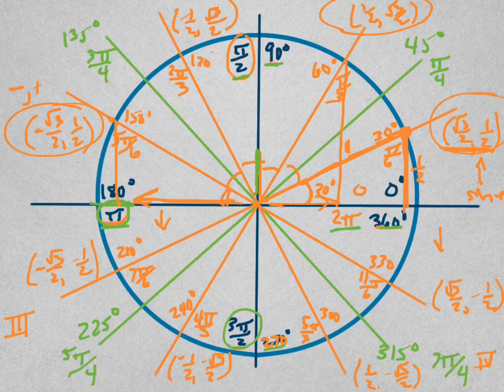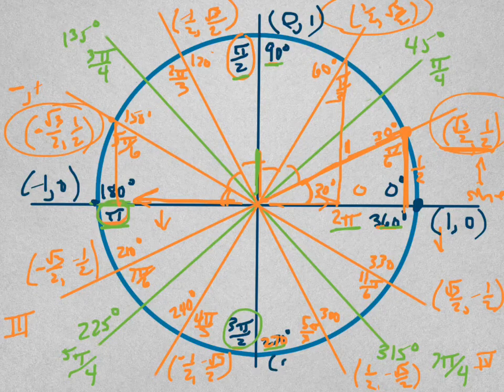I forgot to do the easy ones, which are obvious. This point right here is 1 comma 0 because you're going over 1 and up 0. This right here is 0 comma 1. This right here is negative 1, 0, and here is 0, negative 1. Now let's do the greens and we'll be done.